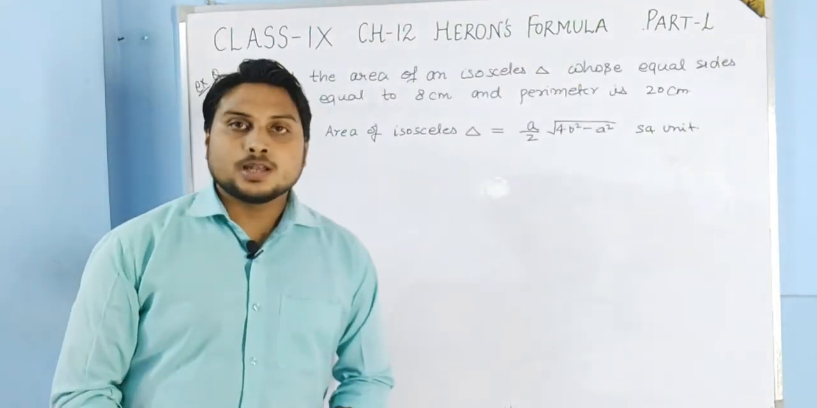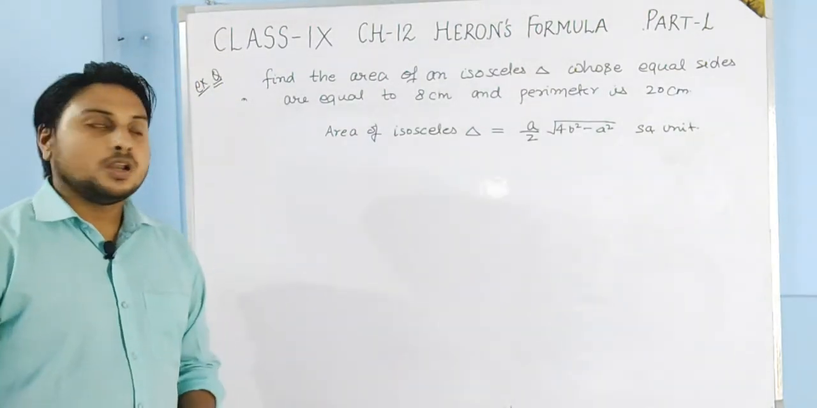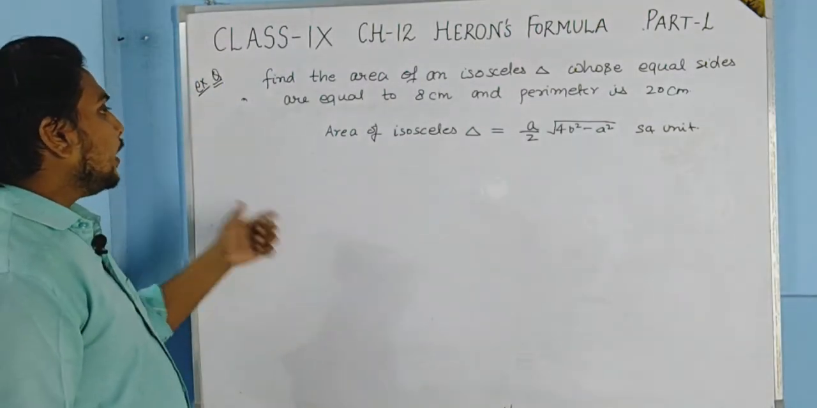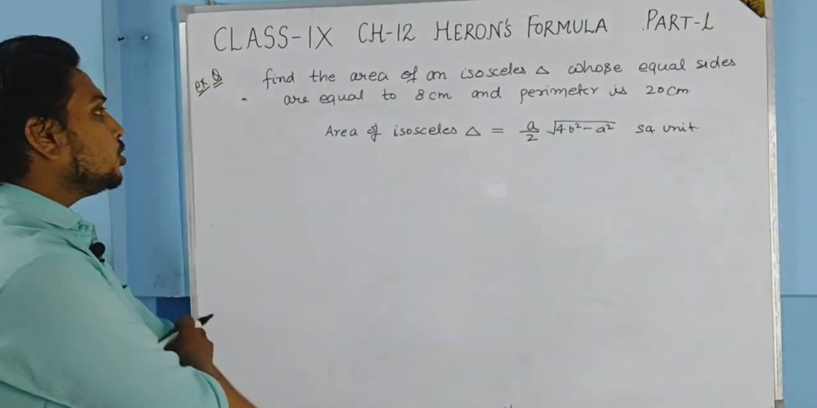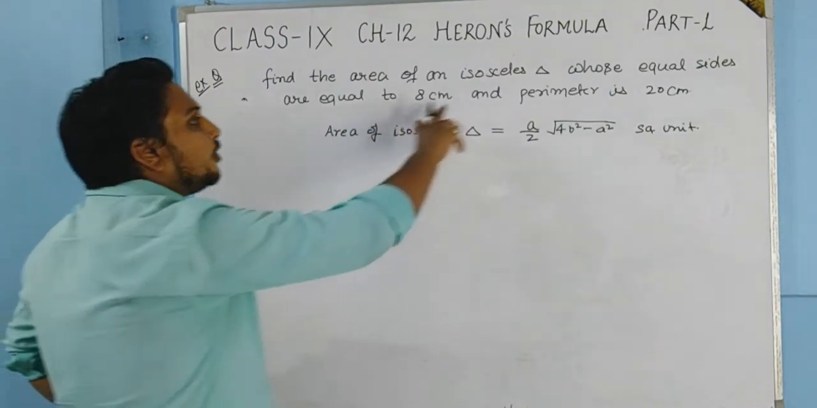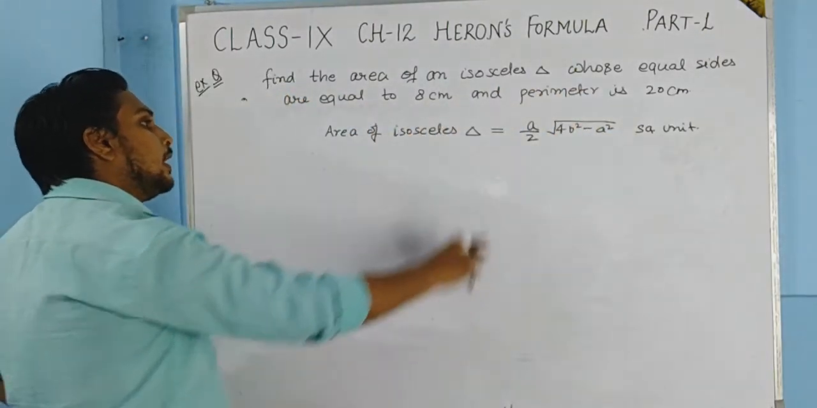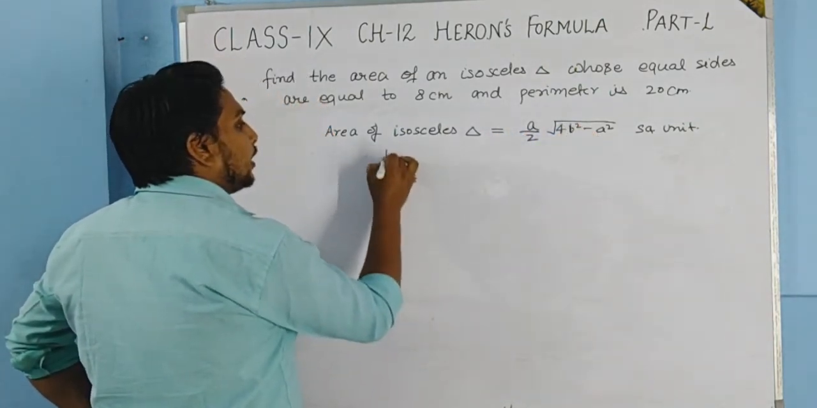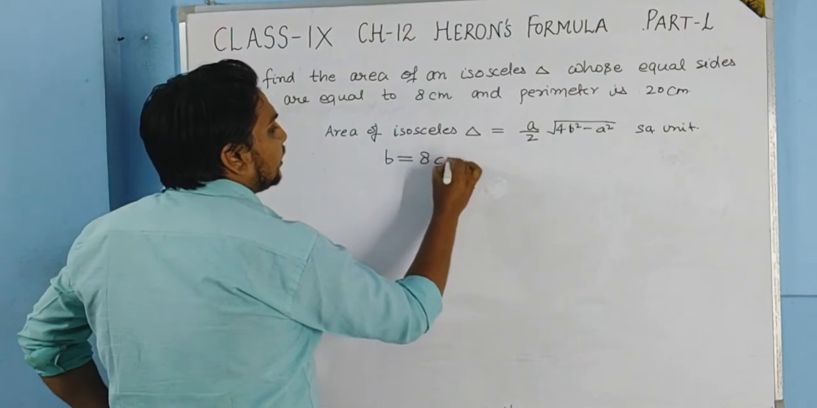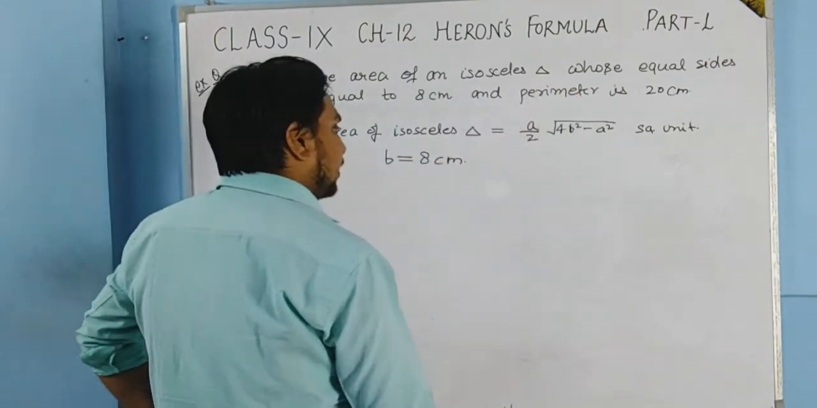Now students, let us see an example question which is based upon the formula of area of isosceles triangle. The question is: find the area of an isosceles triangle whose equal sides are equal to 8 cm. In this formula, B is the length of the equal side, so B will be equal to 8 cm. And perimeter is 20 cm.